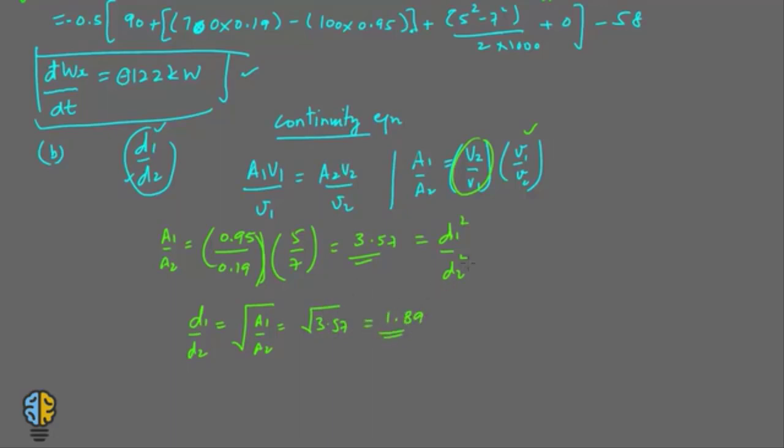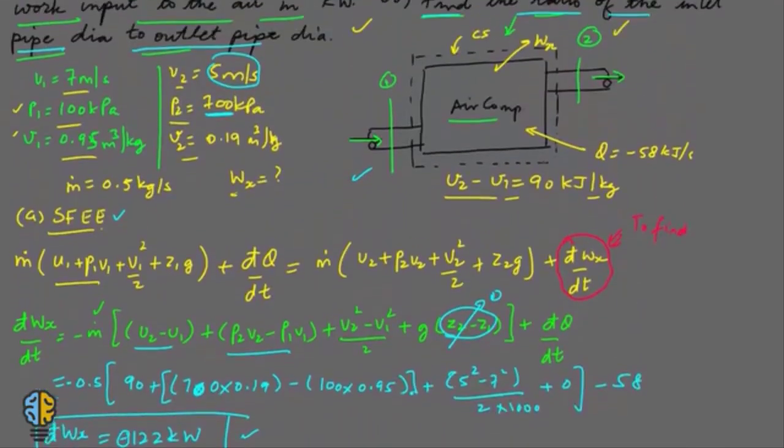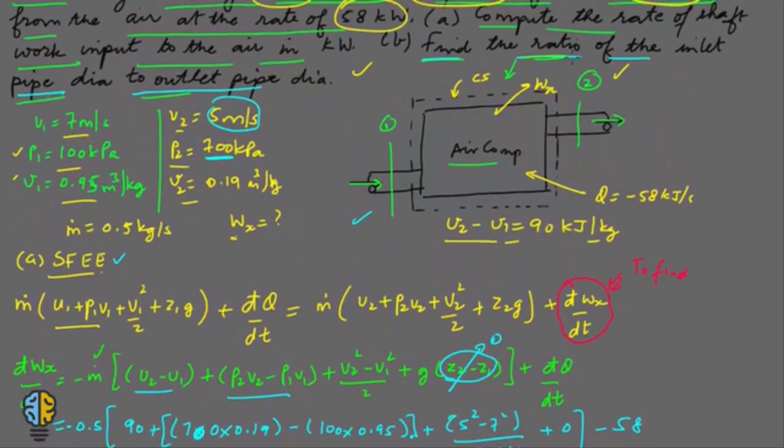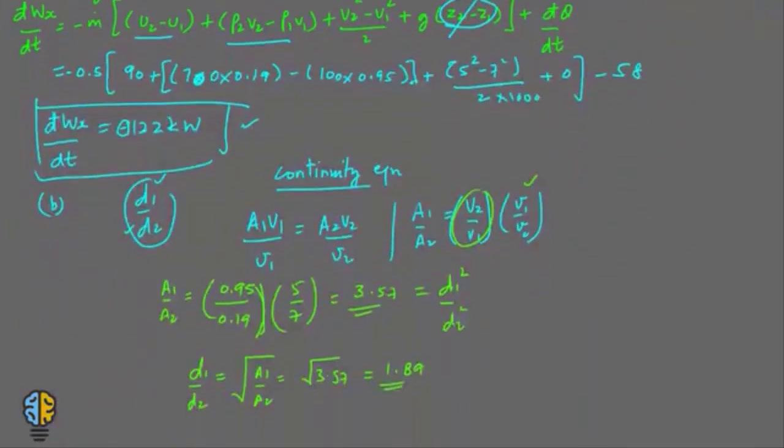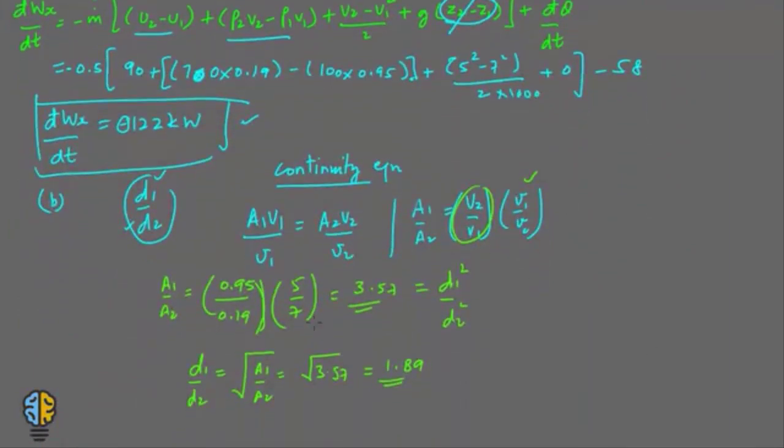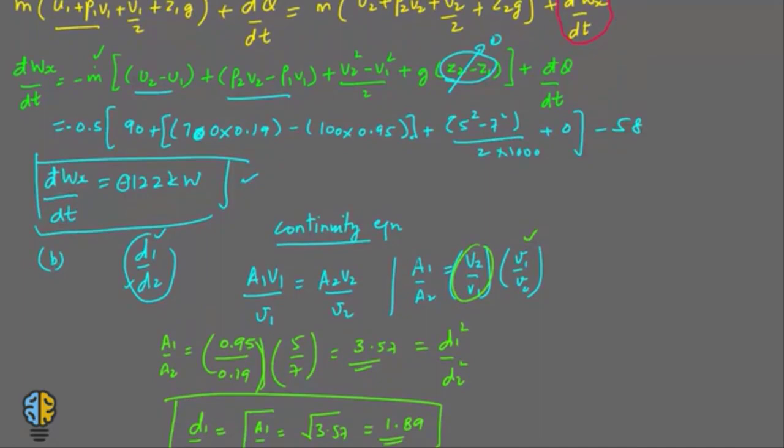So the second part of the statement, which asks us to find out the ratio of the inlet pipe dia to the outlet pipe dia, is equal to 1.89. So this is how you calculate and apply the steady flow energy equation on steady flow processes. So I hope you understood this question. Let's now move on to question number 2.